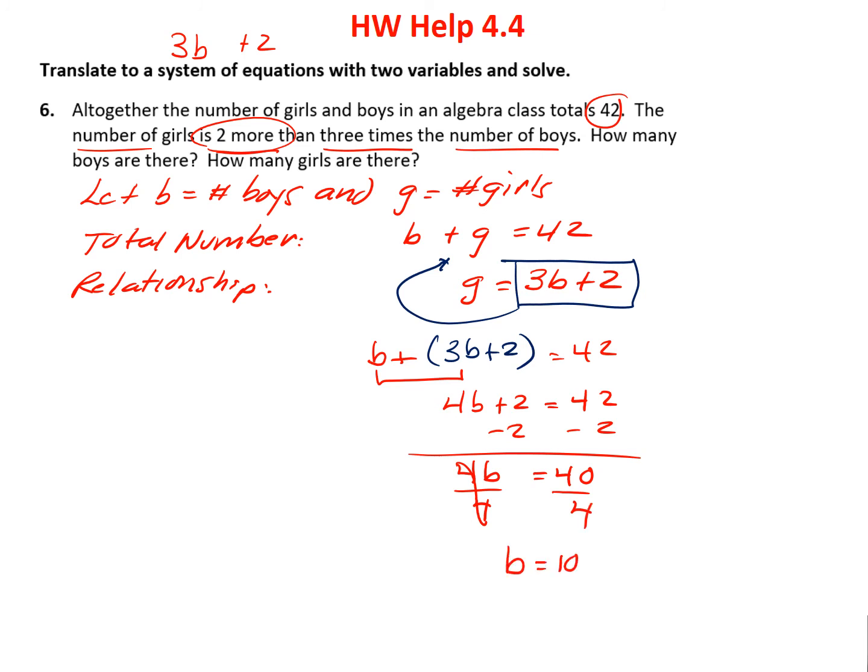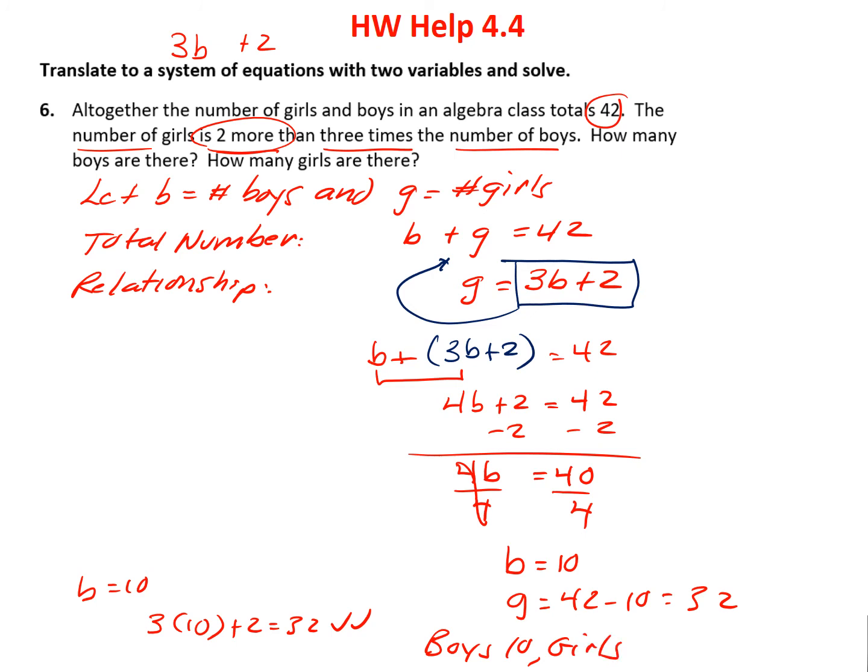So the number of boys is 10, and so the number of girls is going to be 42 minus 10, or 32. And just to check our answer, notice that if I take the boys and multiply them by 3, so 3 times 10 plus 2 is 32, and that checks out. So our answer is boys 10, girls 32.